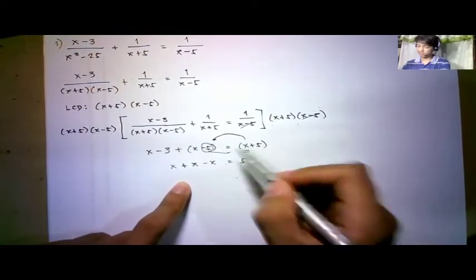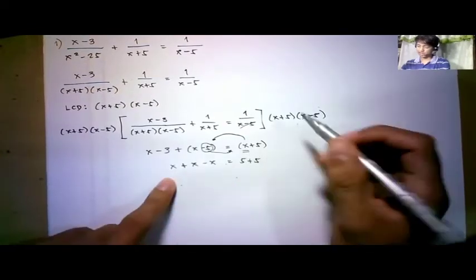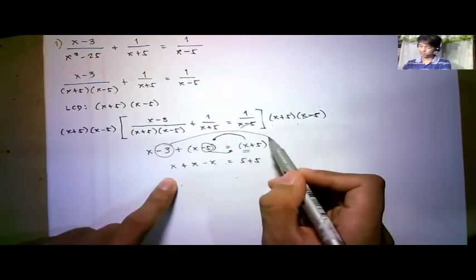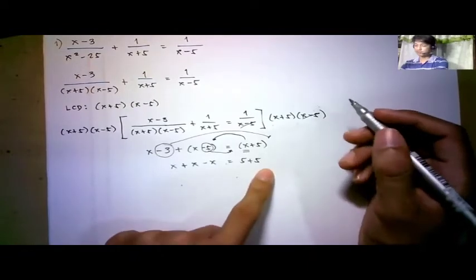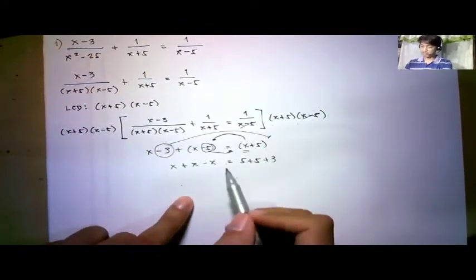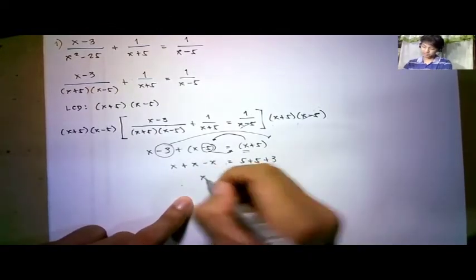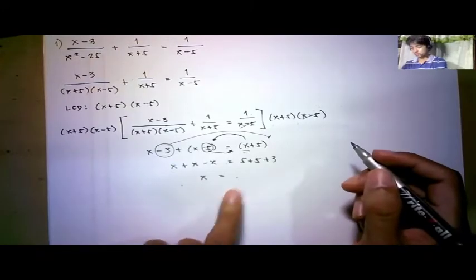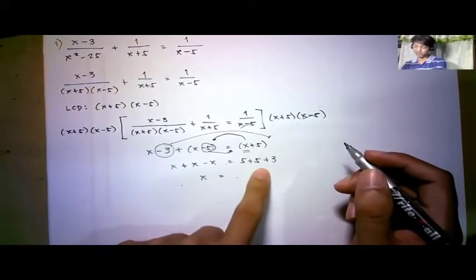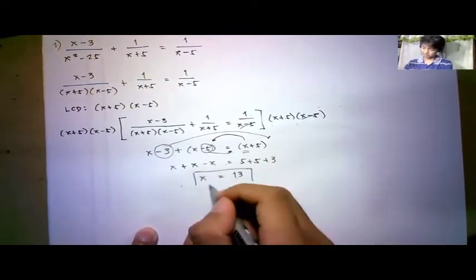So we need to transpose it to the other side. That will give you positive 5. So negative 3, we need to transpose. That will give you positive 3. So let's evaluate. x plus x is 2x, minus x will give you x, is equal to 5 plus 5, 10, plus 3 is 13.